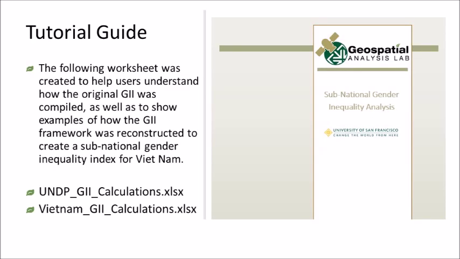In order to follow along with this tutorial, you will need access to the tutorial guide and the associated data files. There are 2 Excel files associated with this tutorial. The first is labeled UNDP_GII_calculations, and the second is called Vietnam_GII_calculations.